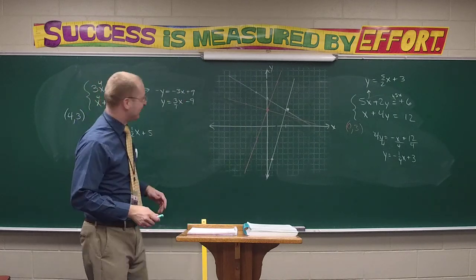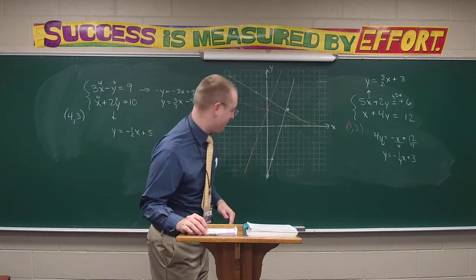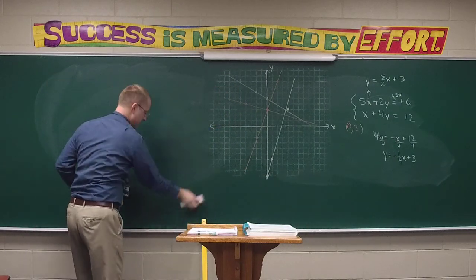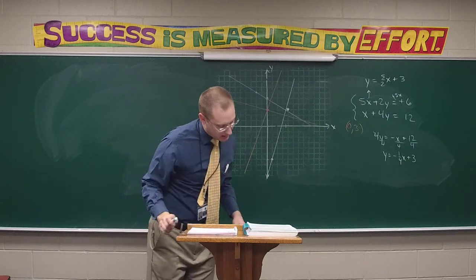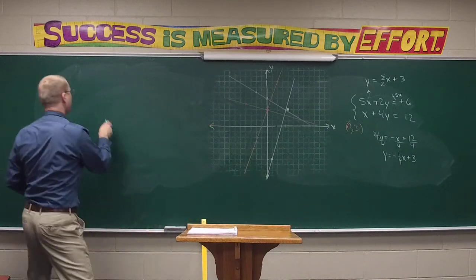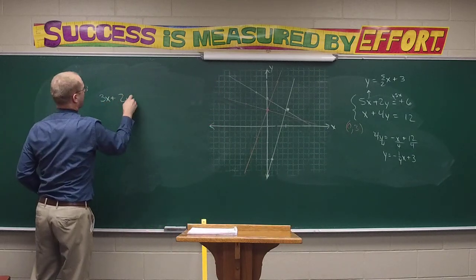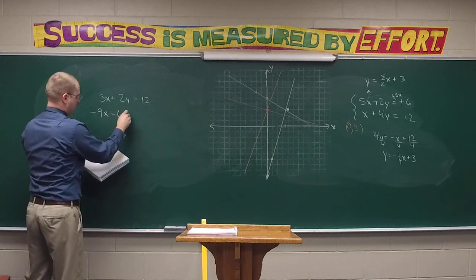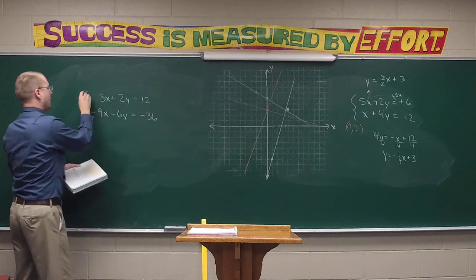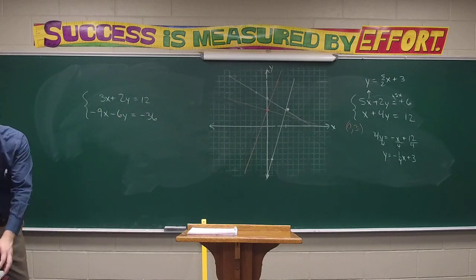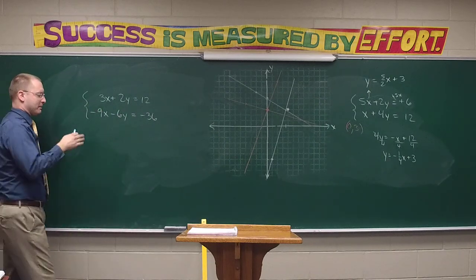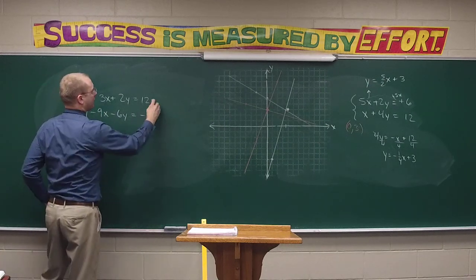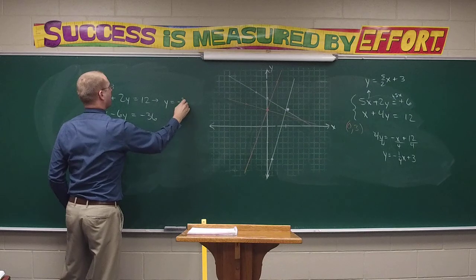Okay, let's go ahead and take a look at numbers 7 and 8 now. We've got 3x plus 2y equals 12, and we've got negative 9x minus 6y equals negative 36. All right, top equation. How did you do it, Michael? Intercepts or slope intercept form? Slope intercept form. Okay, so you got y equals negative 3/2 x plus 6.